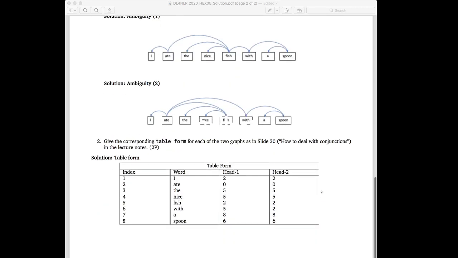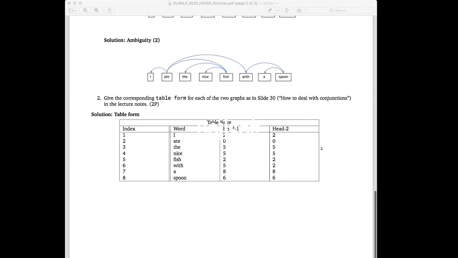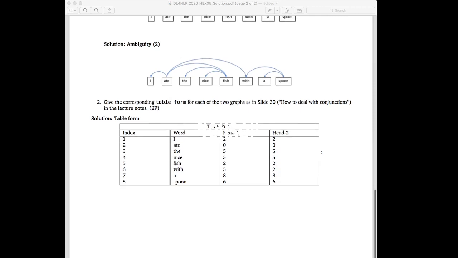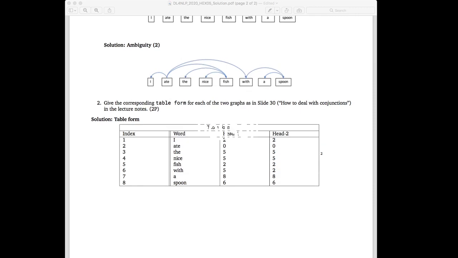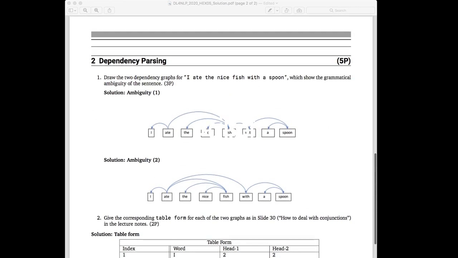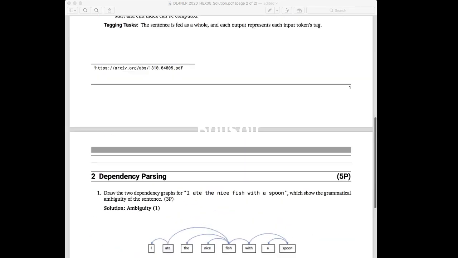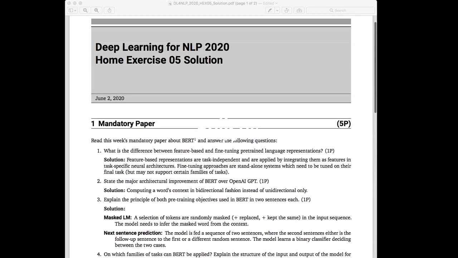Okay, so for these figures, you can join it with spaCy, which is a very useful tool and can generate many linguistic features like dependency parsers and part-of-speech tagging and also many others. Okay, that's all for this home exercise. Okay, see you next week.